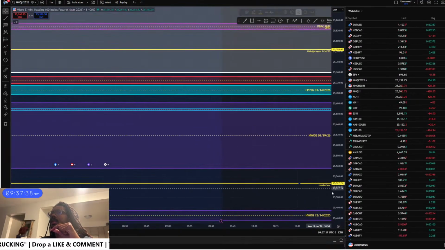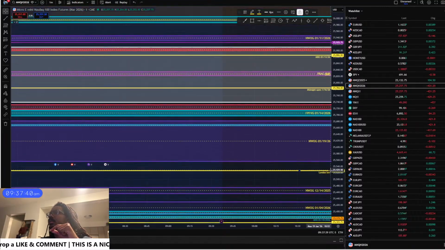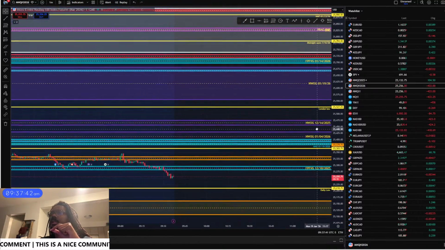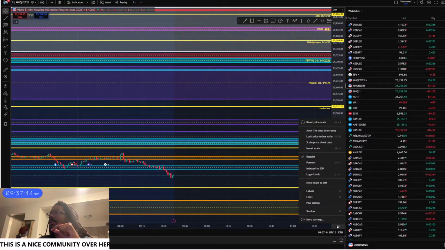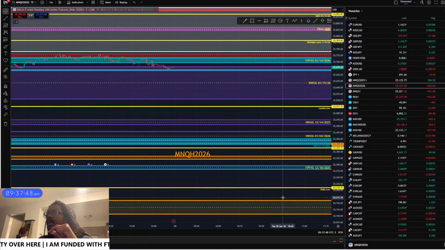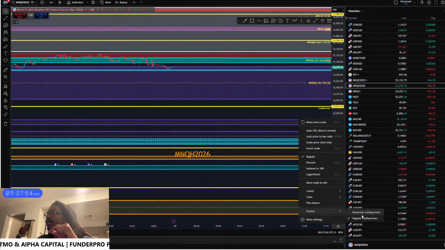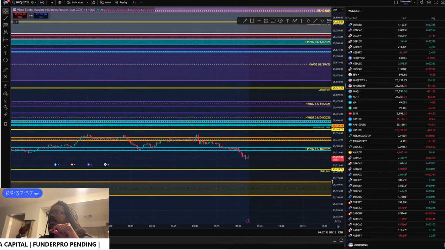So that's electronic trading hours. I'm on the right chart. It should have gapped up, right? Or am I? And this is why we probably don't want to trade holiday season, because something is going on with this. I'm not seeing the opening range gap.